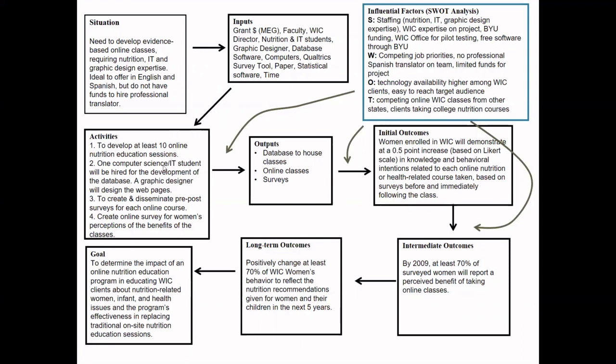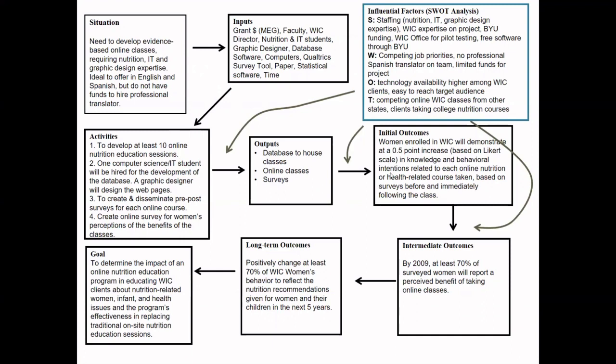What were our activities? Well, hopefully you realize that these are related to our process objectives that we saw earlier. So those are our activities. And those activities would lead to these outputs: a database to house classes, actual online classes, and surveys.